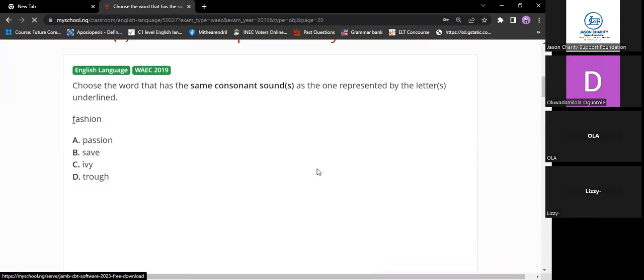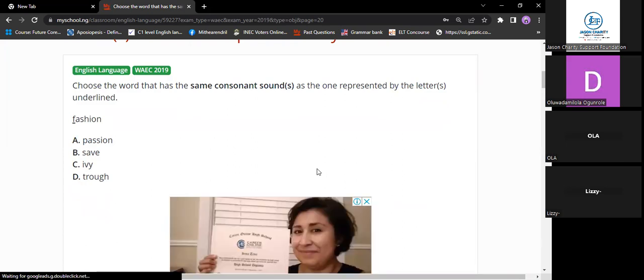Let's see. The word is fashion. Now, the letter F is underlined. The first word that we have there is passion. The second one is save. The third one is ivy. While the last word there is trough, not trog.